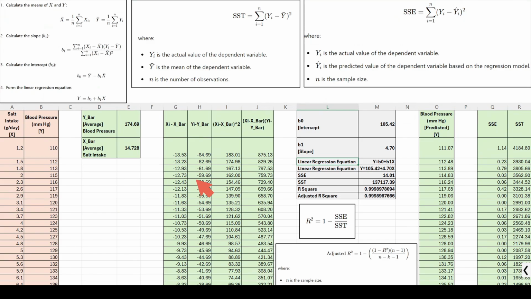Hello everyone, in today's session we are going to perform univariate linear regression analysis in Excel. For that I have created dummy data as you can see on the screen. So this is my dummy data where salt intake is denoted by X, which shows my independent variable, and blood pressure, which is denoted by Y, which shows my dependent variable.